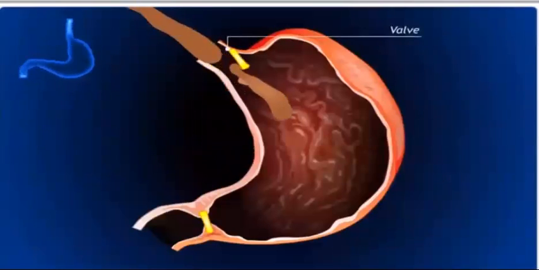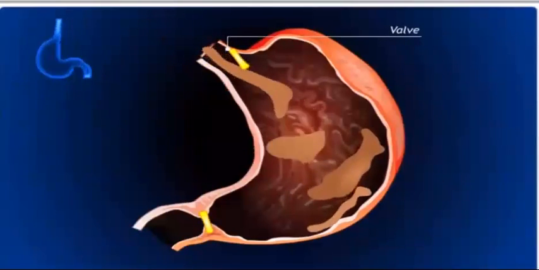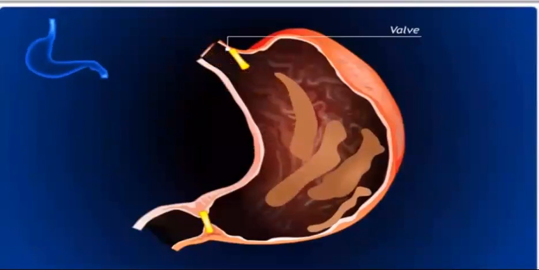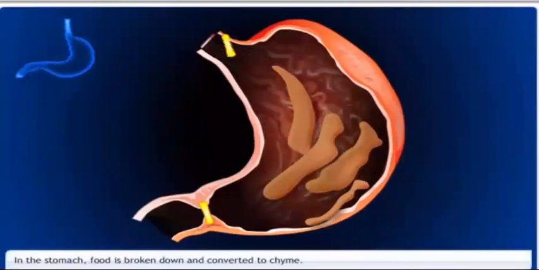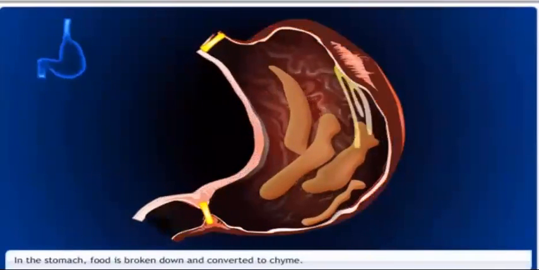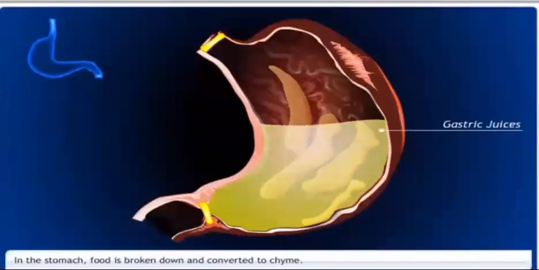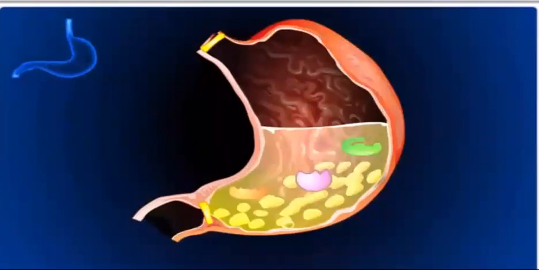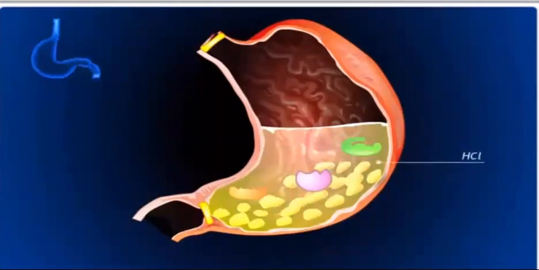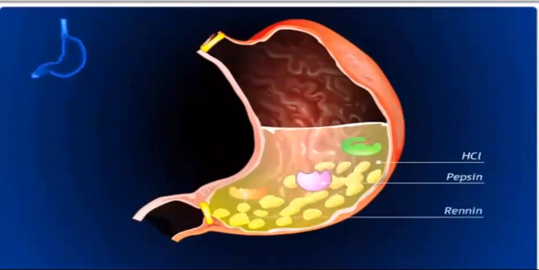At the end of the esophagus, a muscular ring allows the food to enter the stomach and then closes. The muscular walls of the stomach help in churning and mixing the food thoroughly with the gastric juices to break it into smaller pieces. These gastric juices contain chemicals like hydrochloric acid and enzymes like pepsin, lipase.